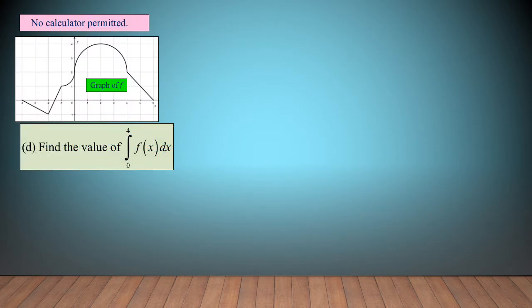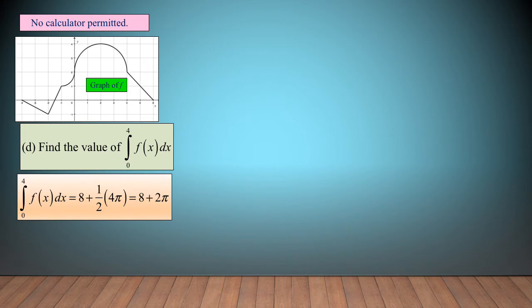Part D reads, find the value of the integral from 0 to 4 of f of x dx. This is about as straightforward as we can get. We are being asked to find the area under the f curve from 0 to 4. This represents a semicircle sitting on top of a rectangle.